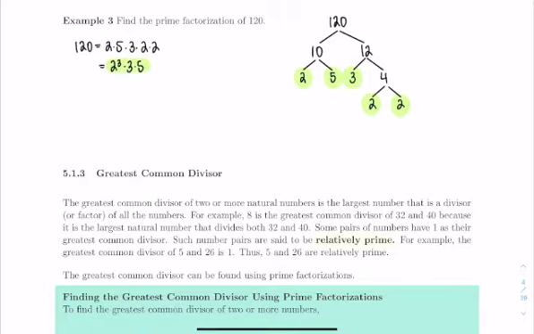The greatest common divisor of 2 or more natural numbers is the largest number that is a divisor or factor of all the numbers. For example, 8 is the greatest common divisor of 32 and 40 because it is the largest natural number that divides both 32 and 40. Some pairs of numbers have 1 as their greatest common divisor. Such number pairs are said to be relatively prime. So for example, the greatest common divisor of 5 and 26 is 1. So these are relatively prime.